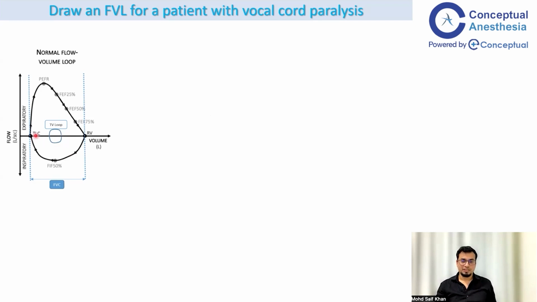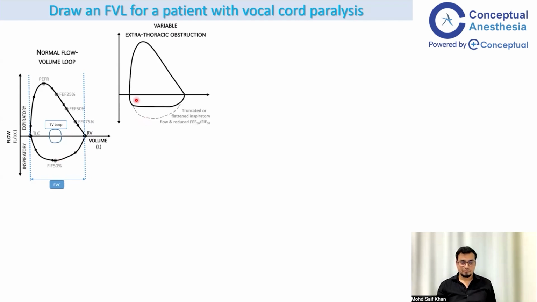There won't be any change in the expiration. Remember this, okay? Expiration will be okay, but inspiration will be obstructed. Inspiration will be obstructed in vocal cord paralysis, and that means that your peak inspiratory flow will be less. Okay, so you can draw like this. There will be this type of curve on the inspiration side, so a truncated or flattened inspiratory limb of this FV loop.